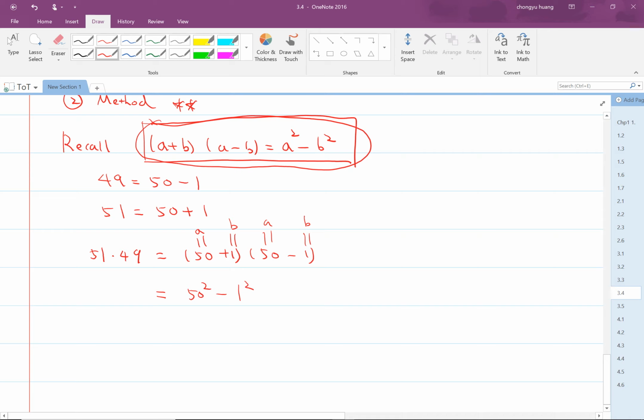That's what the property tells us. So a squared, a is equal to 50, so it's 50 squared minus b squared, b is equal to 1, so it's 1 squared. Now it's much easier. 50 squared is 2,500, and 1 squared is simply 1. And 2,500 minus 1 is 2499, right?